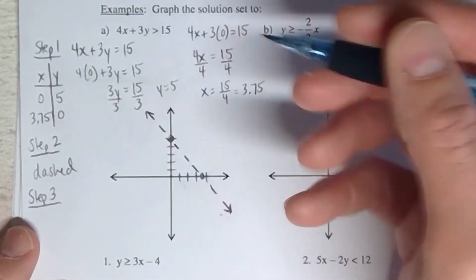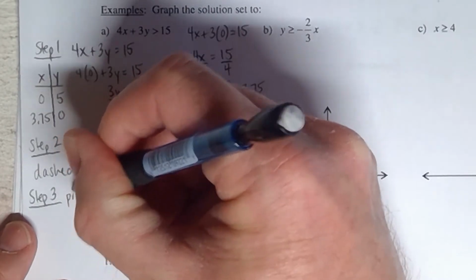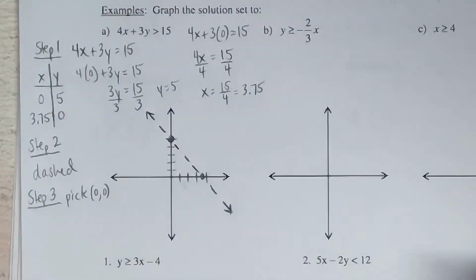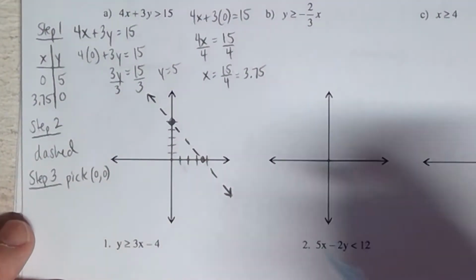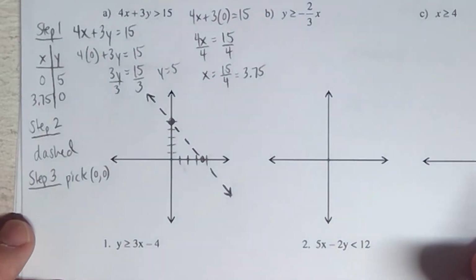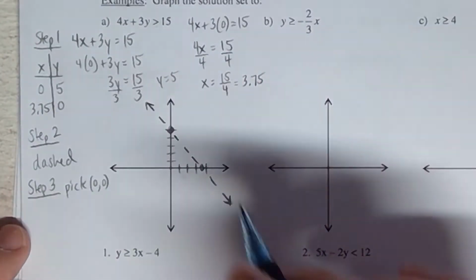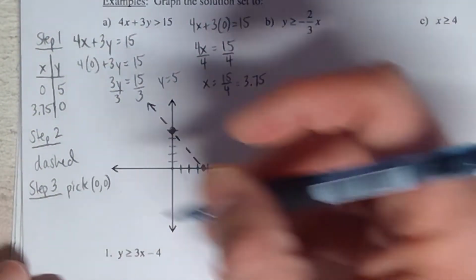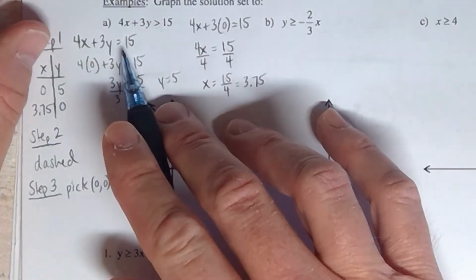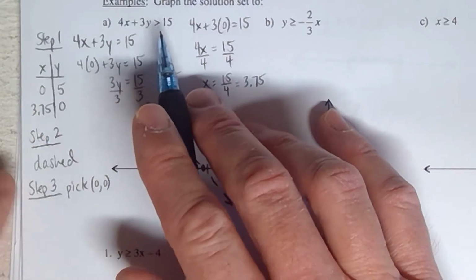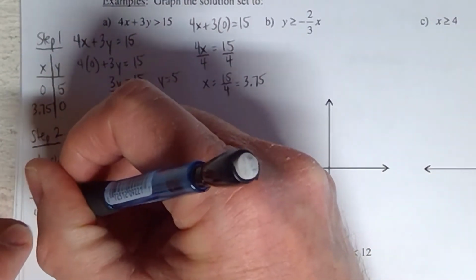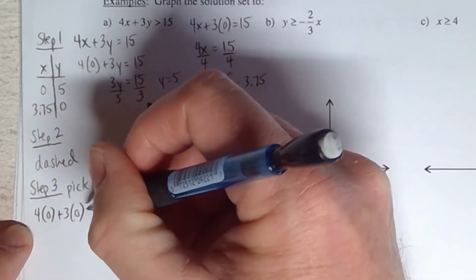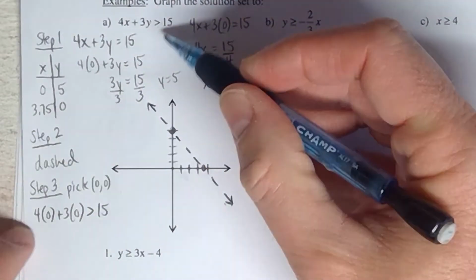I'm going to pick 0, 0. Like I've said before, zeros are often good choices to plug in if you've got a choice of any number you want. Since 0, 0 is not on the line, why not pick that? But very important, you do not plug it into the equation with the equal sign. You have to plug it into the inequality. Remember I said that when we changed it to an equal sign, that was only temporary. In the last step, you plug whatever point you're using, in this case 0, 0, into the inequality. So that inequality symbol comes back into play here.